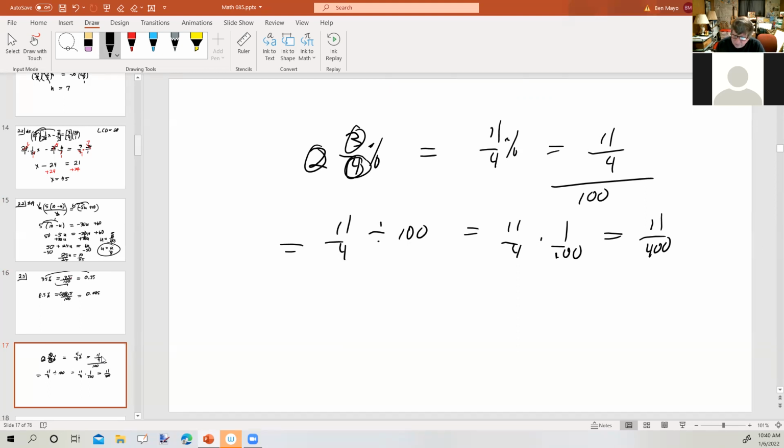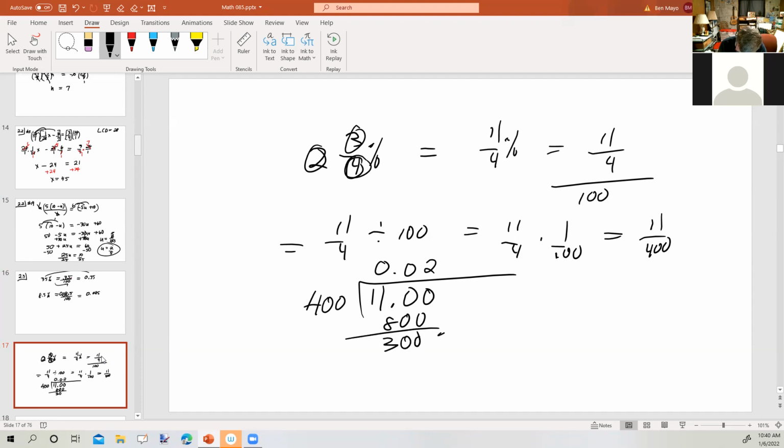Okay. Now, the problem is we were supposed to write it as a decimal. So to write that as a decimal, what would I have to do? I'd have to go 11 divided by 400. Let's see, that would be a 0, that would be a 0, that would be a 2, that's an 8, and that's going to be a 7, and that's going to be a 5. Wow, so 0.0275. There must be an easier way.